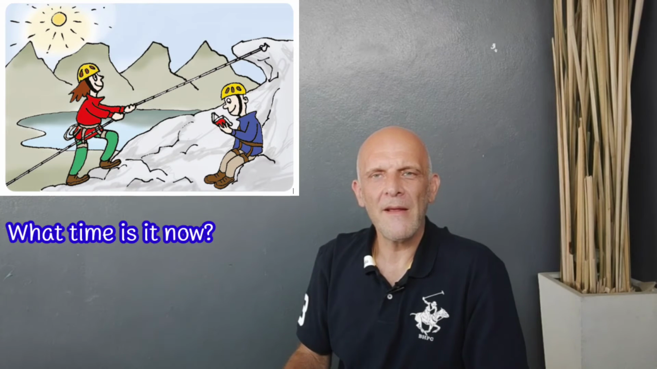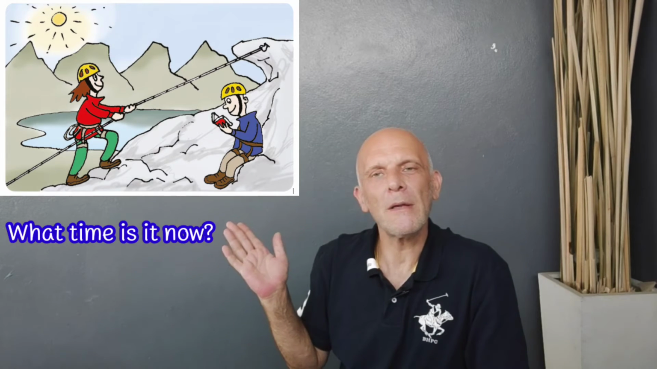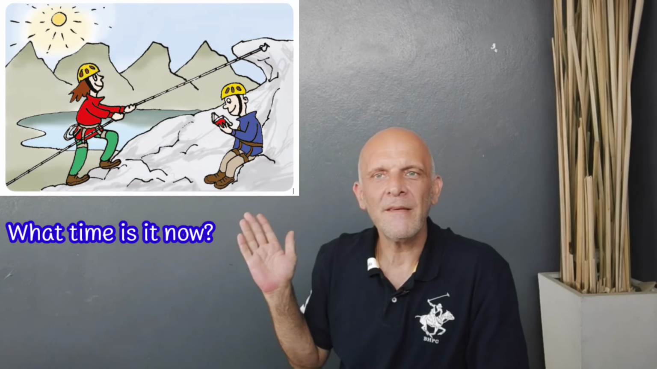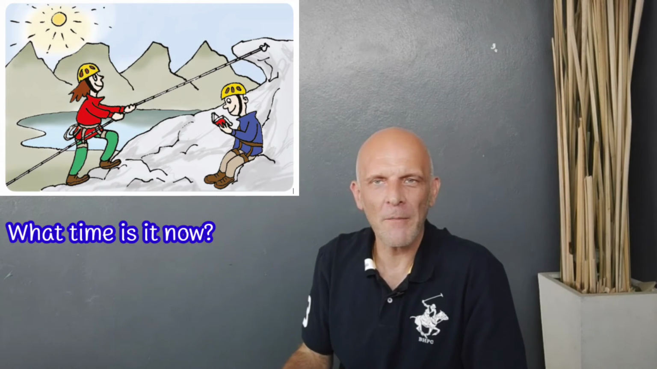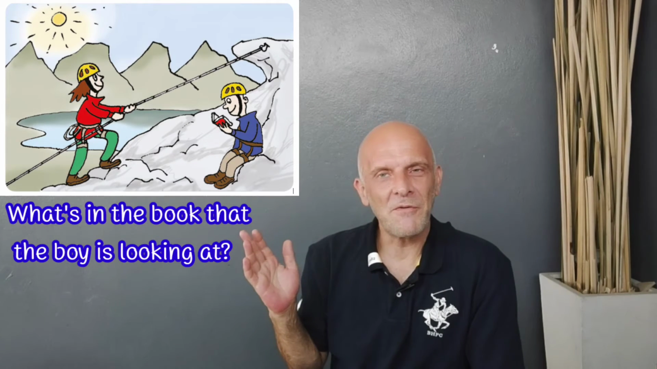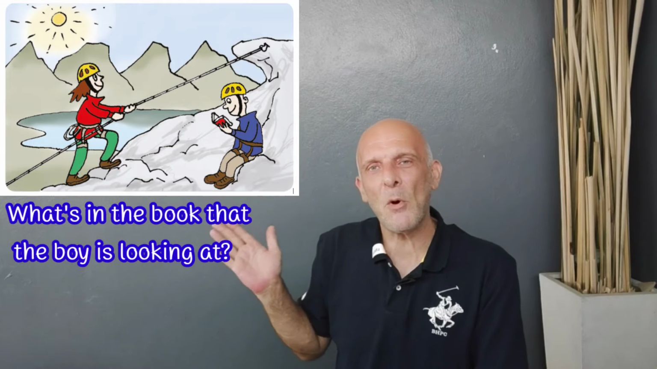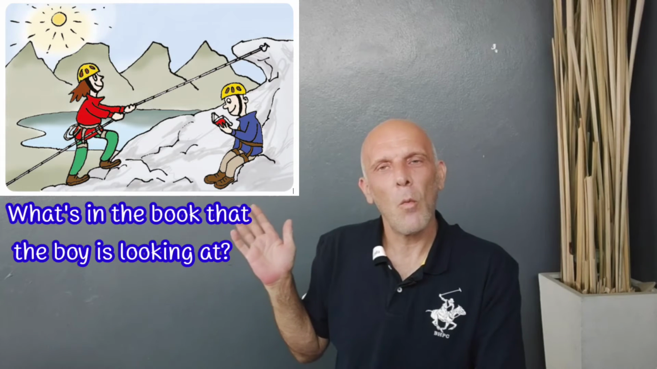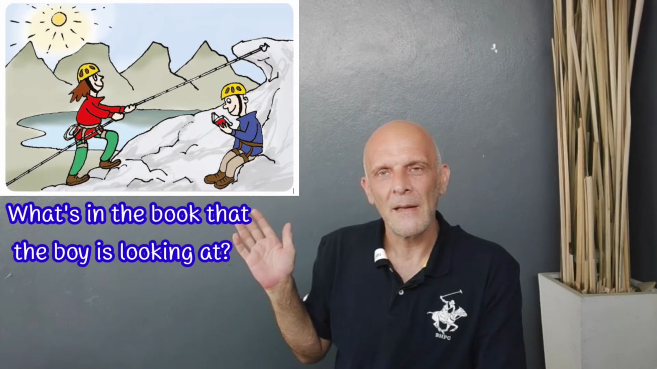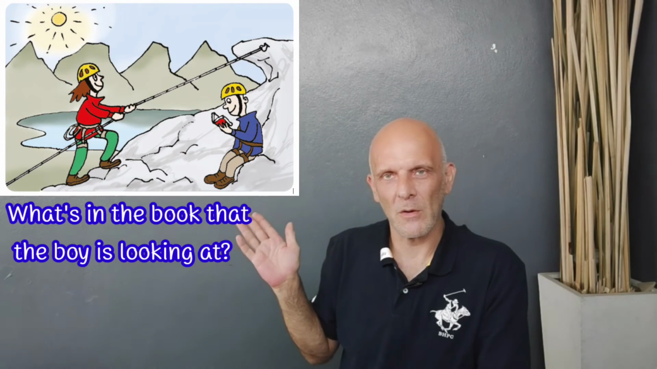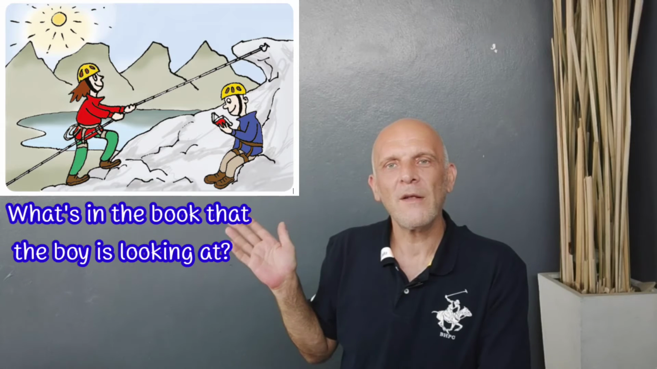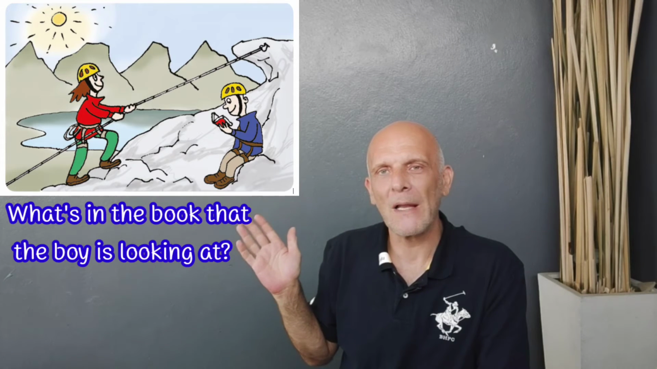What time of the day is it? Have a look at the picture again. There's a sun in the picture. That will help you tell what time of the day it is. Look at the picture again. You can see the boy is sitting. What's he doing? He's reading a book. What do you think is in the book? What do you think he should be reading while he is out there?